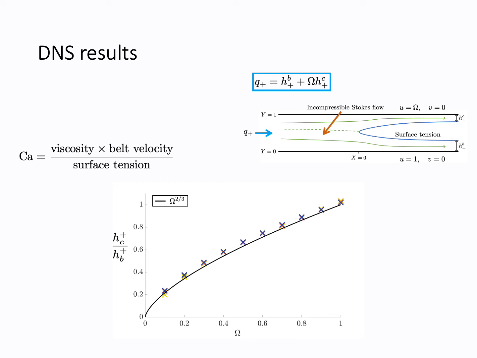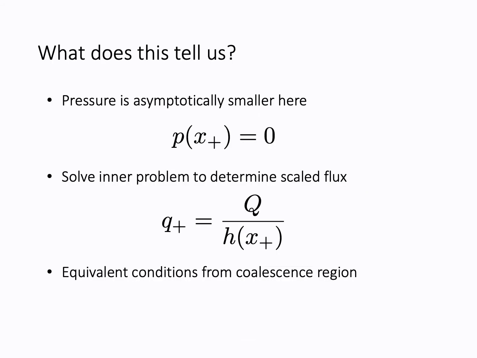Now, I can understand why this happens for small capillary numbers. You can solve this problem asymptotically in that limit, but not for moderate and large capillary numbers. I'd love to hear from you if you have an explanation of this. In any case, it is helpful now to summarise what we have learned from this inner analysis.